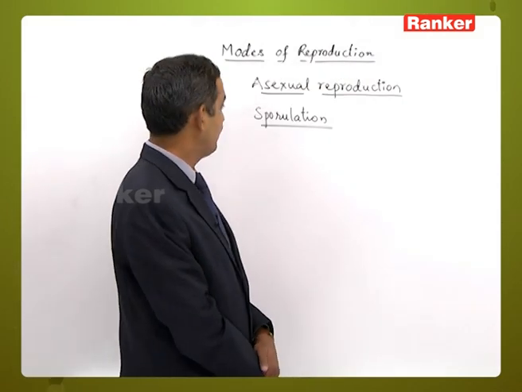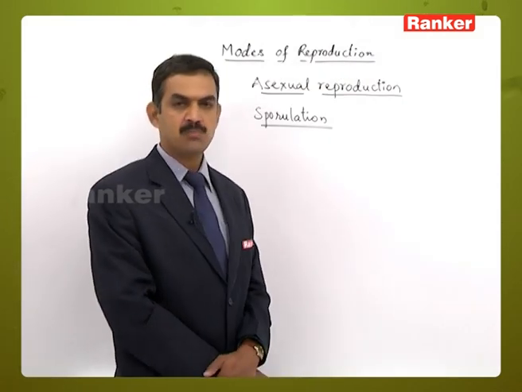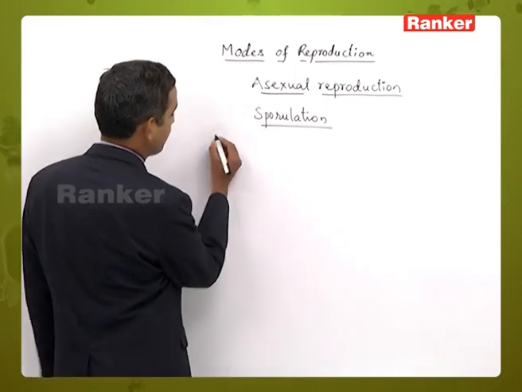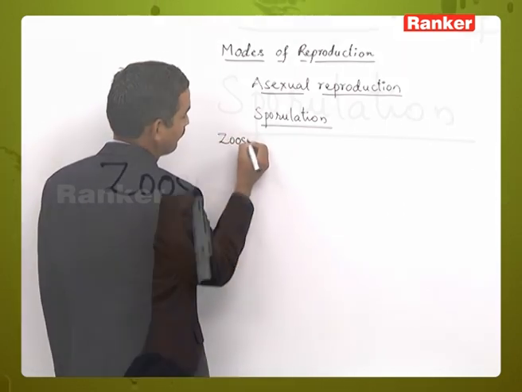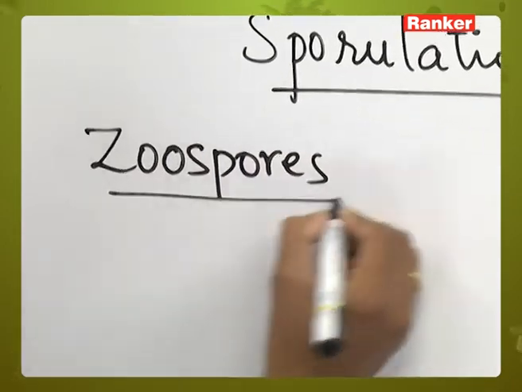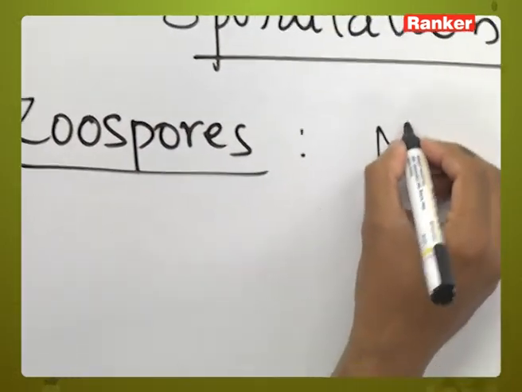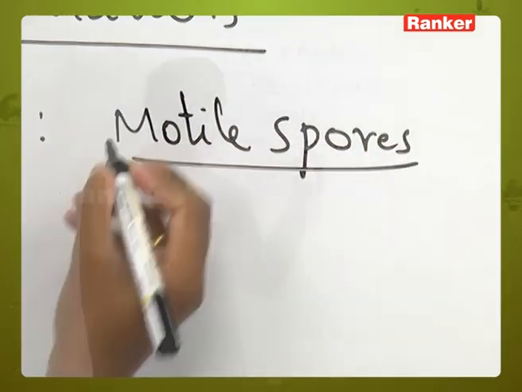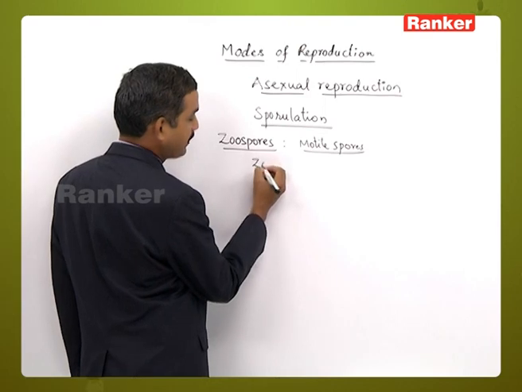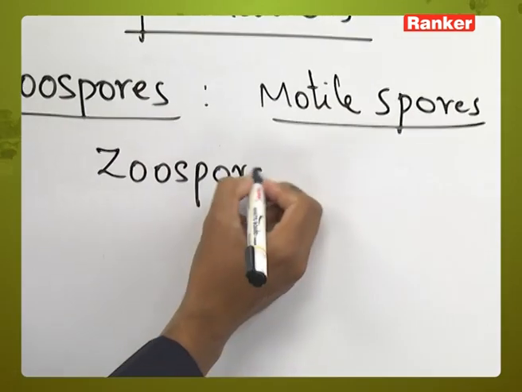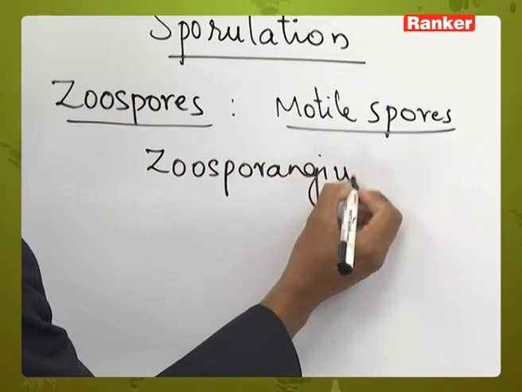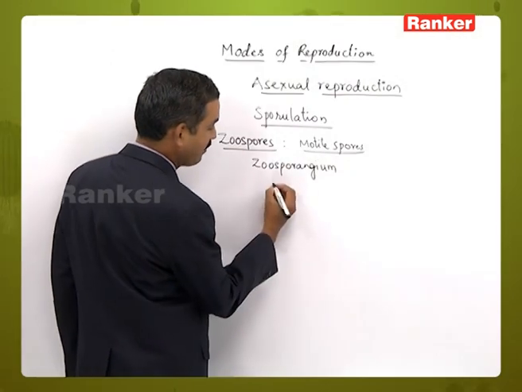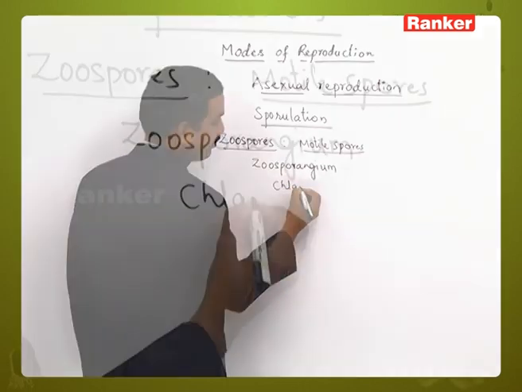Let us take some examples of the types of spores that are formed by various plant species. The first one is zoospores. Zoospores, as we have said, are the motile spores, and these are produced inside a special structure called a zoosporangium, or plural zoosporangia. This can be seen in the Chlamydomonas example, an alga.